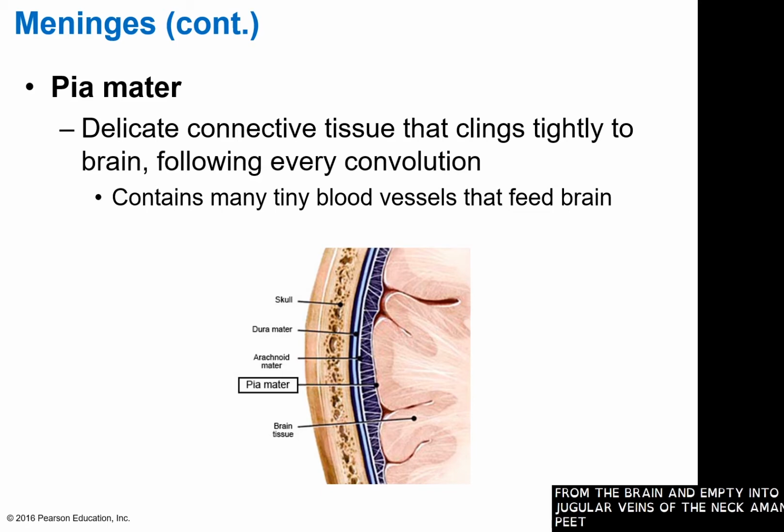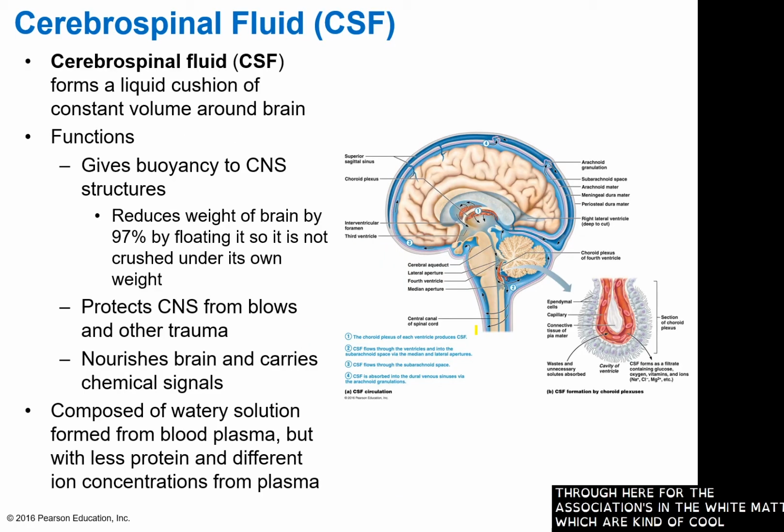And then the pia mater is that delicate connective tissue right on the brain there. So following every convolution of the brain contains many tiny blood vessels that then feed the brain. You can also see these fibers going through here for the associations in the white matter, which are kind of cool. And then cerebral spinal fluid, as I talked about in part A, this gives the buoyancy to the brain.